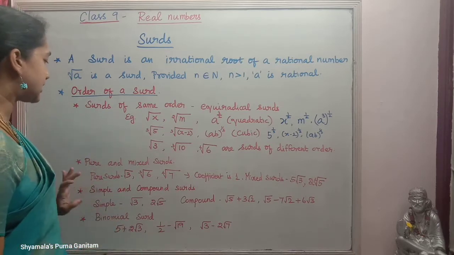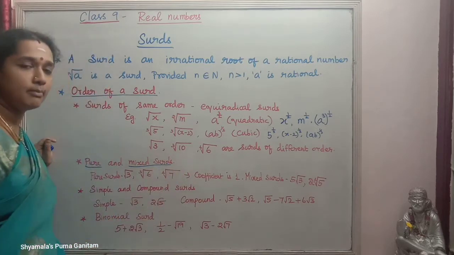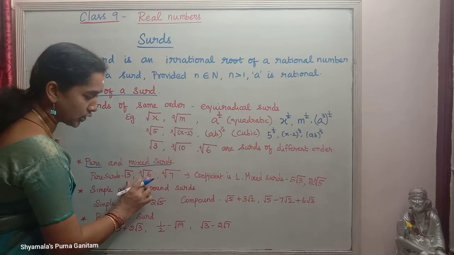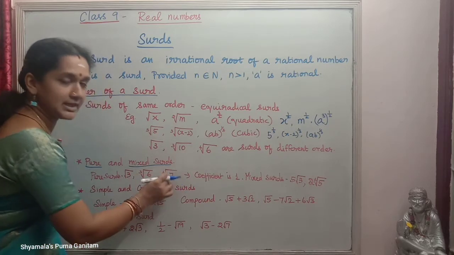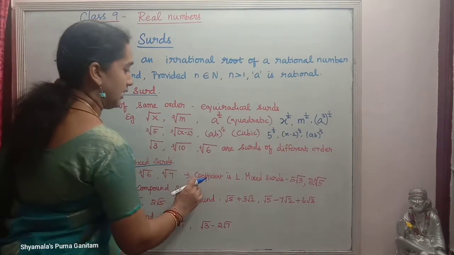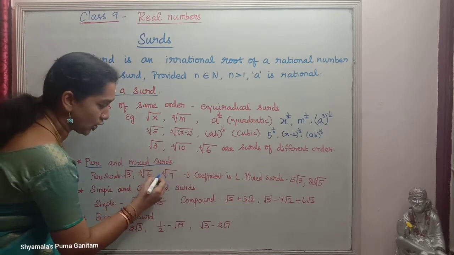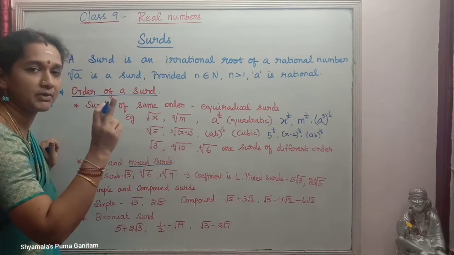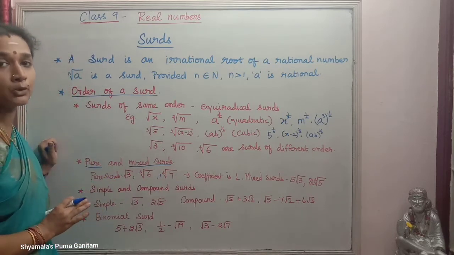Okay. Then next one is pure and mixed surds. So pure surds are root 3, cube root of 6, fourth root of 7. Only that root and the number inside that root will be there. So that is called pure surds. Other than that, the coefficient of that is 1. So 1 into fourth root of 7, only one number will be there. The coefficient is 1. That is also called pure surds.